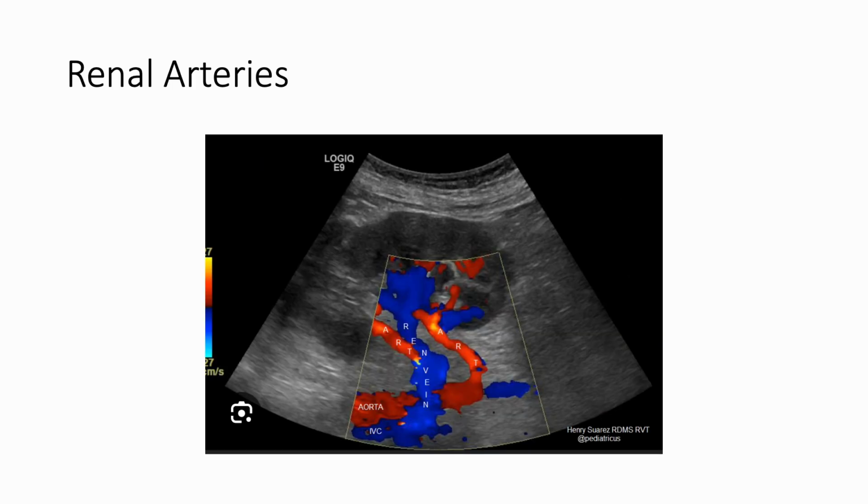Here is a picture of the duplicate renal arteries. Again, that's a common variant to see: somebody having 2 renal arteries, and the renal vein there in the middle.